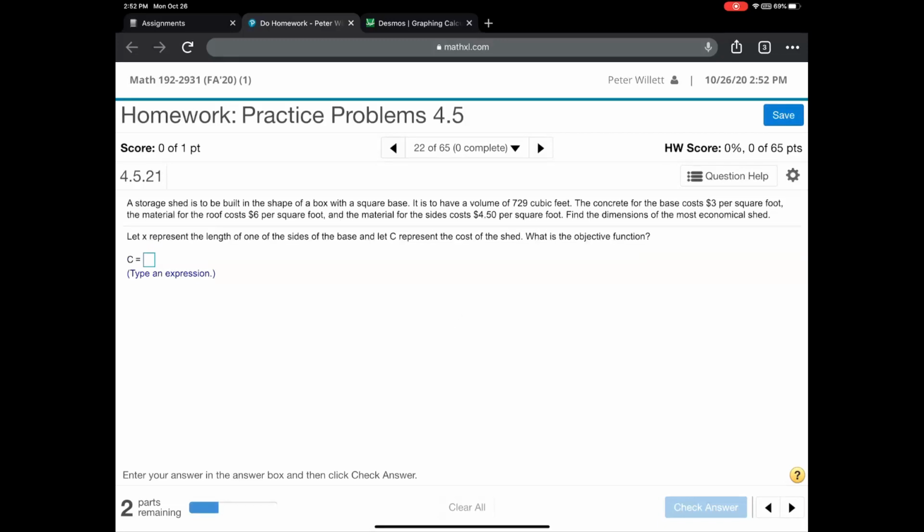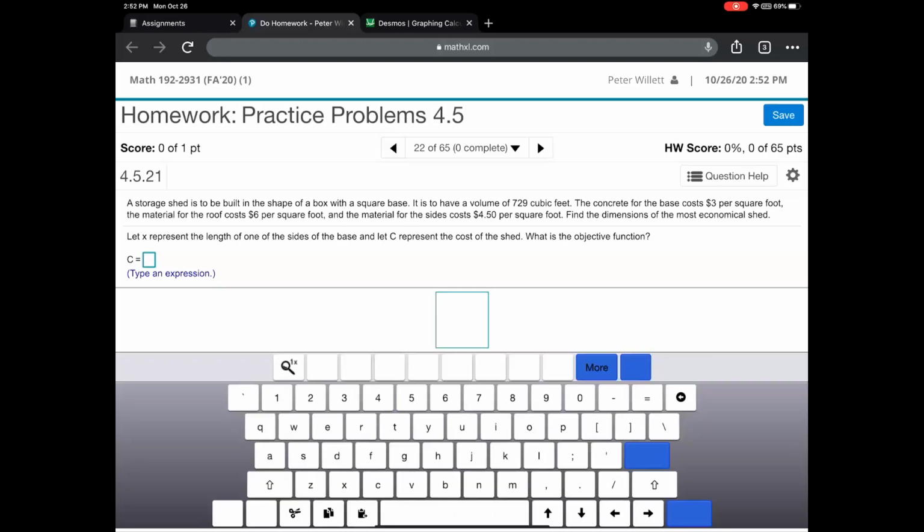All right, so the first thing they wanted is it said, let x represent the length of one of the sides of the base and c the cost of the shed. What is the objective function? So I did come up with that. Let's see if we can get some credit on this problem by entering that in. So the objective function was 18x squared. I can do that like that, I think. Yes. And then that was going to be, yeah, that's good.